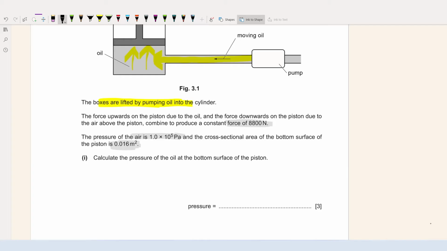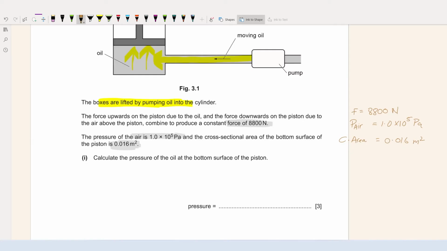So we are given the force, which is 8,800 Newton. We are given the pressure. Pressure of air is 1.0 into 10 raised to power 5 Pascal. And the cross-sectional area is 0.016 meters square. It says calculate the pressure of the oil at the bottom of the surface of the piston.